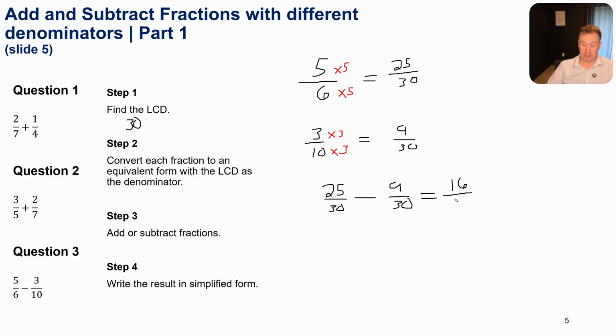Subtract and keep the same denominator. Don't want to subtract our denominators. And we get 30. Okay, so we now have 16 over 30. And now can we simplify this?